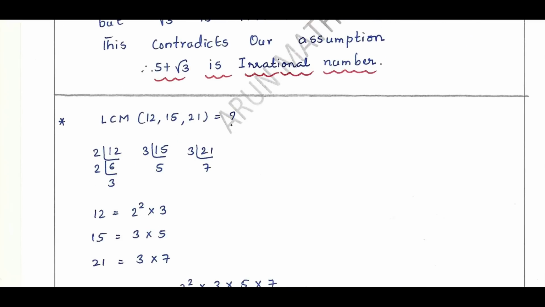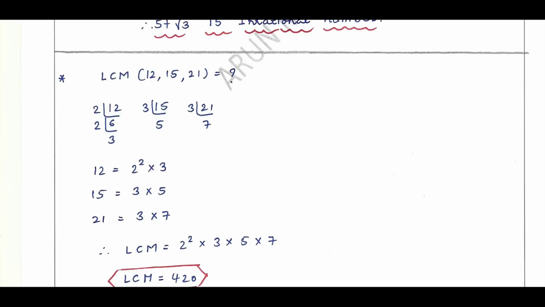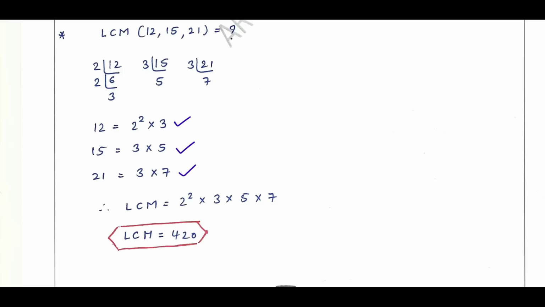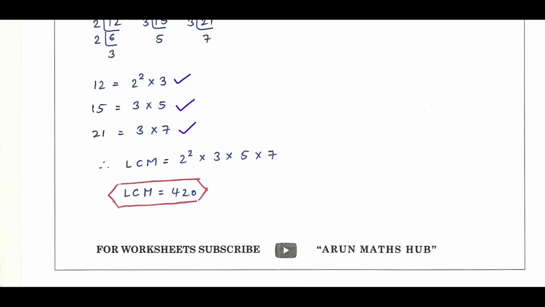Finding the LCM of 12, 15 and 21. Just factorize the numbers 12, 15 and 21. What we get: 12 = 2² × 3, 15 = 3 × 5, 21 = 3 × 7. Now write all the numbers. If they have a common number, you should write the highest power. LCM = 420.